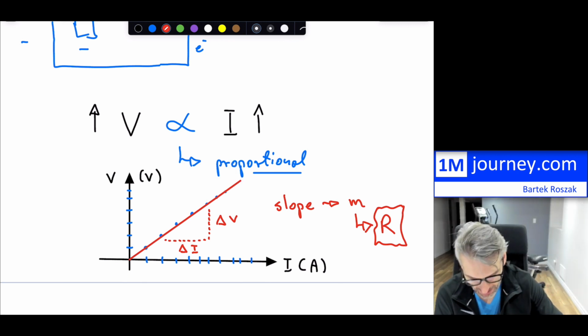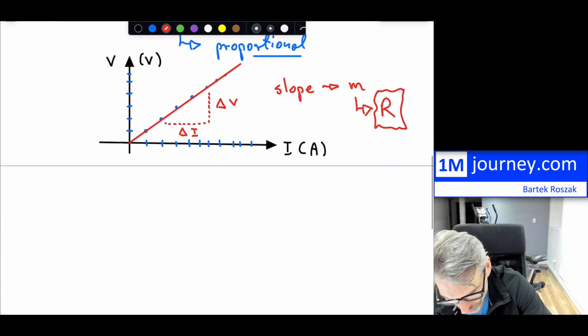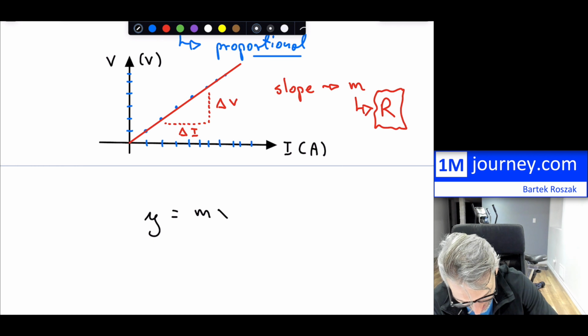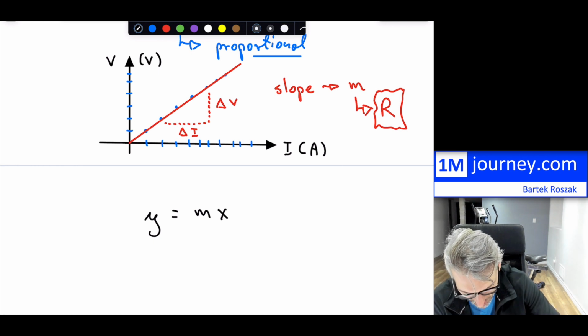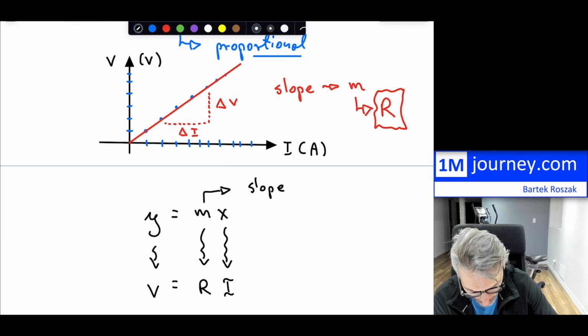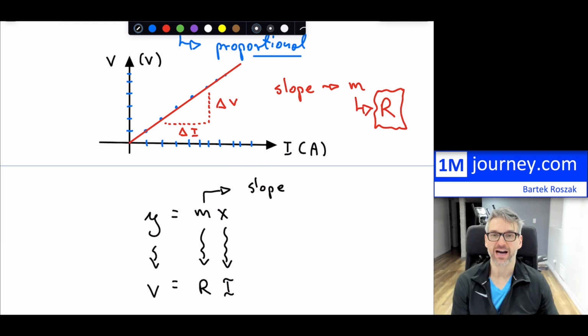Now, if you think about that in terms of your equation, go back to y equals m times x. Here, where m was the slope in general, our y is our voltage V, our slope he found was the resistance, and our x was the actual current. So this is the relationship that you have, and it is a pretty simple relationship.